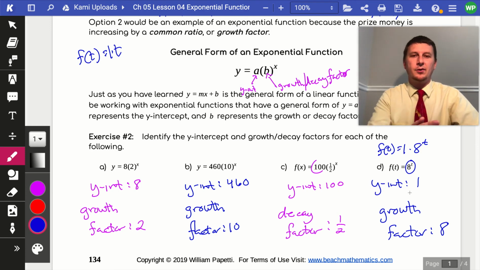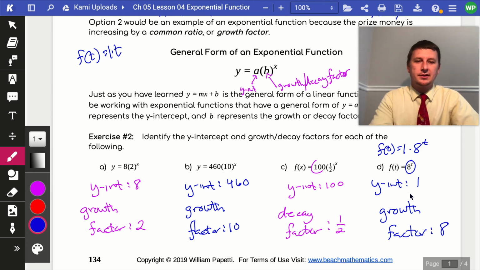Now we've identified the y-intercept and growth or decay factors on 4 different scenarios here. And I hope that this was helpful in letting you see how to figure out your y-intercept and growth or decay factor.